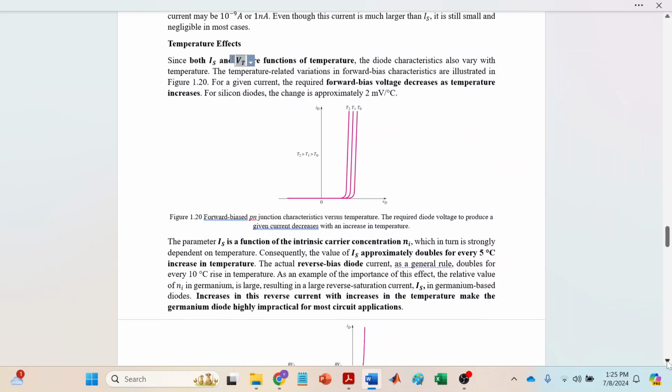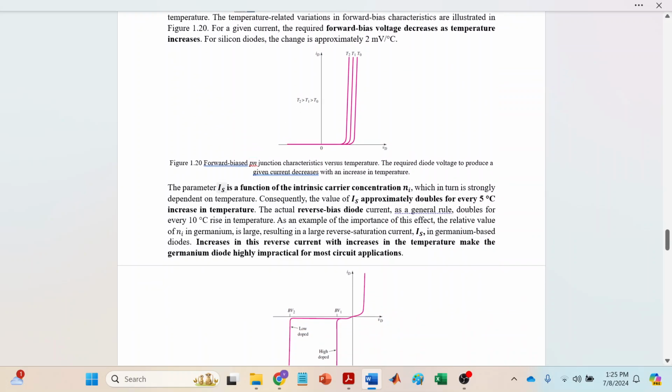We'll talk about the reverse bias saturation current as a function of temperature. It is also a function of temperature, and it is a function of the intrinsic carrier concentration. As we have seen, the intrinsic carrier concentration is strongly dependent on temperature. So the value of IS will double for every 5-degree increase in temperature. The actual diode current is even worse: it is going to double for every 10-degree rise in temperature.